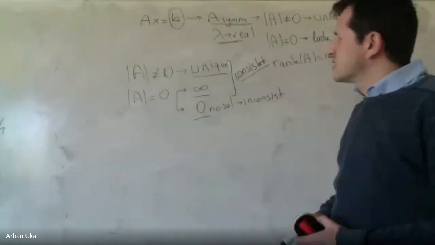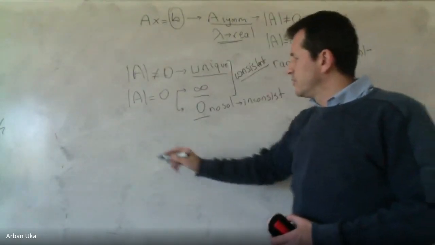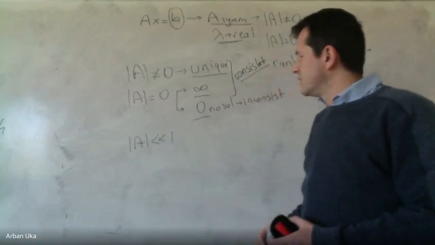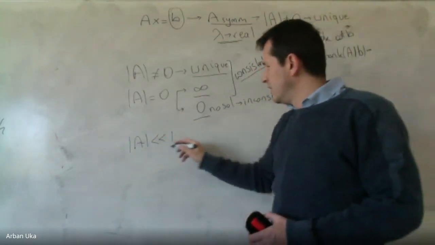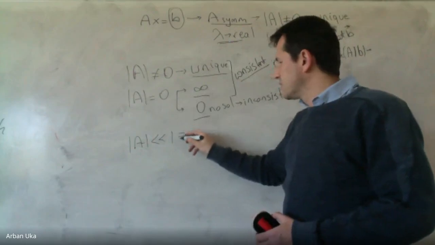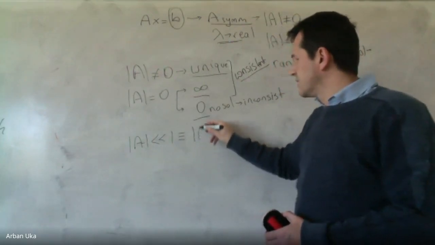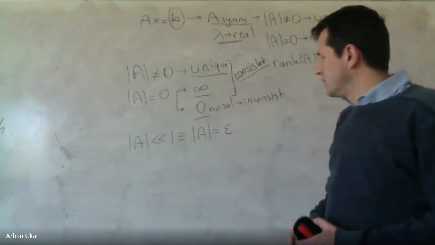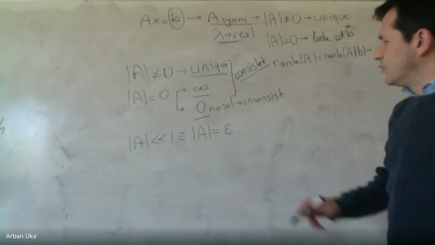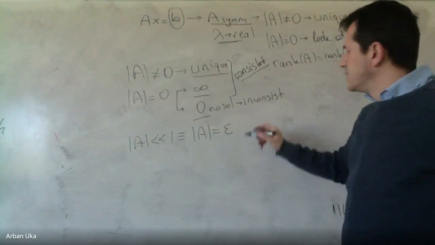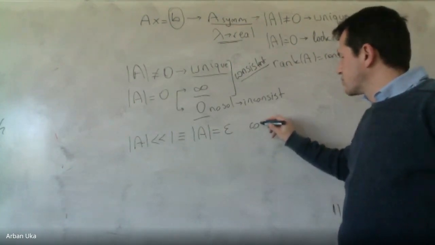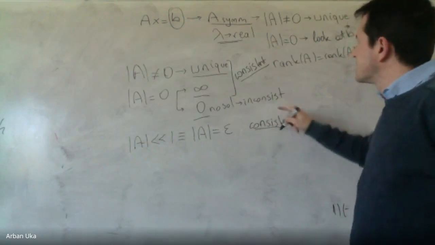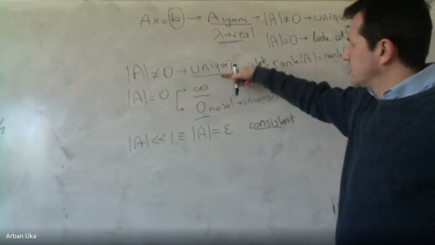But now we have also another specific type of problem when the determinant of A is much smaller than 1, which is equivalent to stating that the determinant of A is equal to some epsilon, some very small value. And we call this one ill-conditioned. This is consistent. This has a solution. Okay, it's fine. We can get a solution. It is consistent, so it belongs to this category.